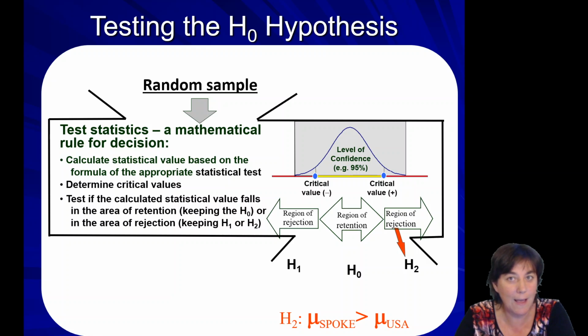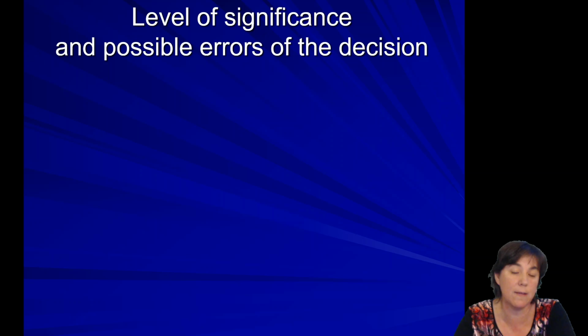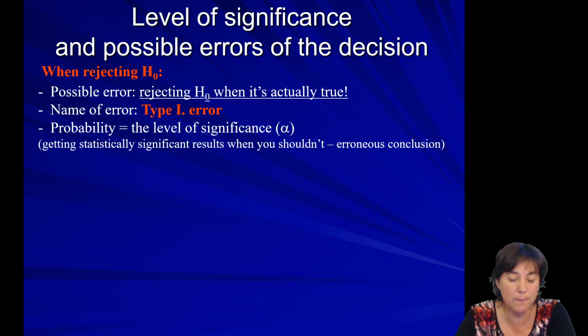That's a very unlikely event, but you cannot rule it out. That's a very important basic idea in this kind of statistics. What is the level of significance and what are the possible errors of the decision? Let's see them one by one.